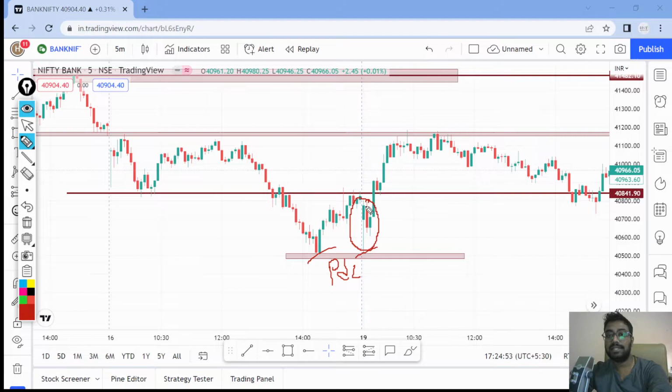But will we take the trade as soon as we see one candlestick? No, never. We are not going to do that, because you see this previous swing, from where the market has taken a U-turn, this needs to be taken out first of all. So the morning trade was very good.